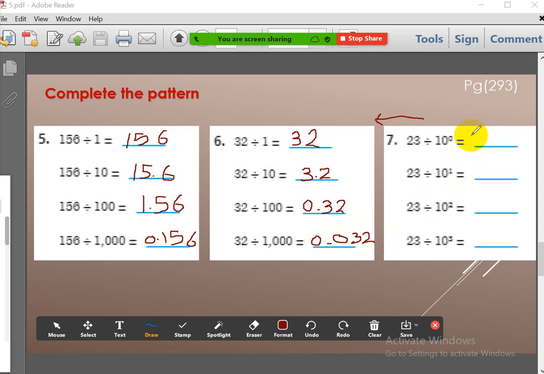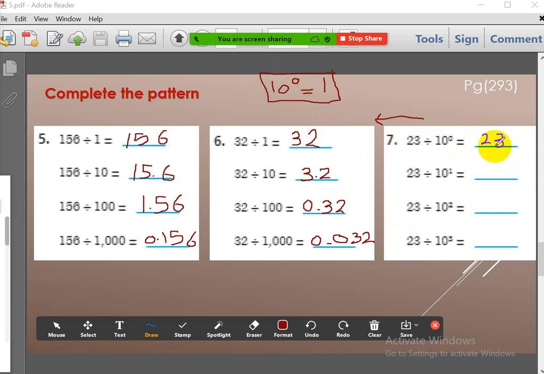Now number 7, 23 divided by 10 power 0. You know that 10 power 0, as I said, always equals 1. You have to save this number. So any number divided by 10 power 0 will be the same number. That means it will be 23.